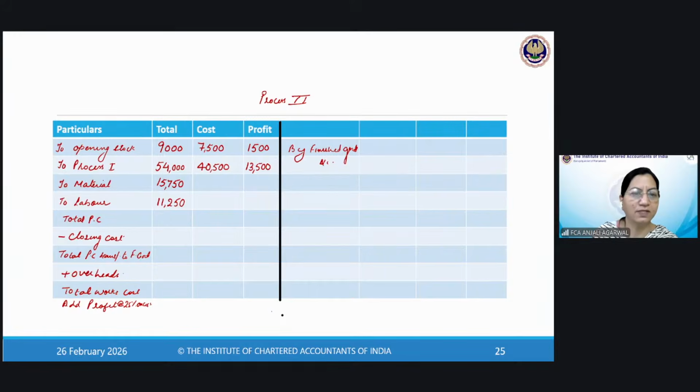So 15,750 of material and 11,250 of labor, which is pure cost, no inter-process profit. So the total of prime cost in process 2 becomes this. Add all 4, and because you are also adding the opening stock within this, it implies you are following the weighted average method.